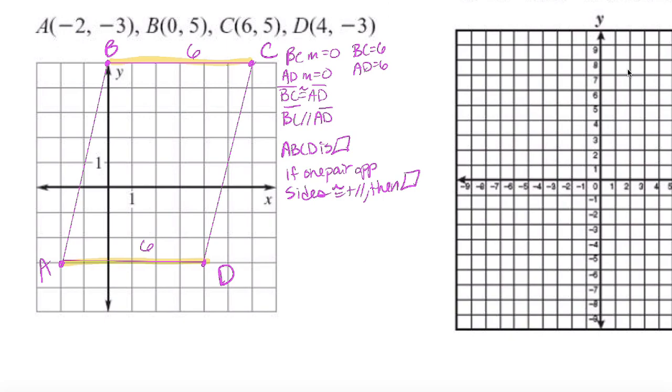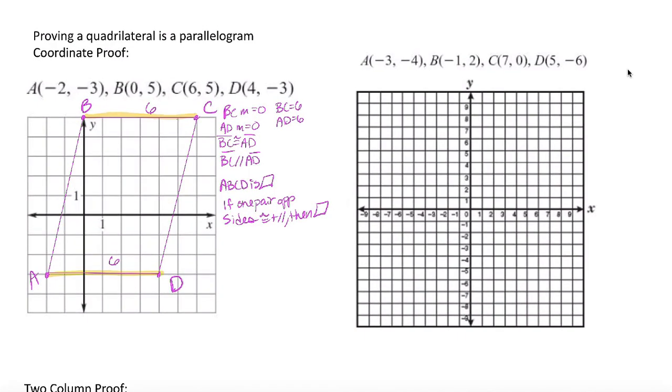So this is like a coordinate proof. You do calculations for slope and distance and possibly midpoint, just depending on which formula you want to use, and determine if you have a parallelogram. And once you choose a method, you write that as your reason, and you have math calculations to support it. Let's look at the next one.